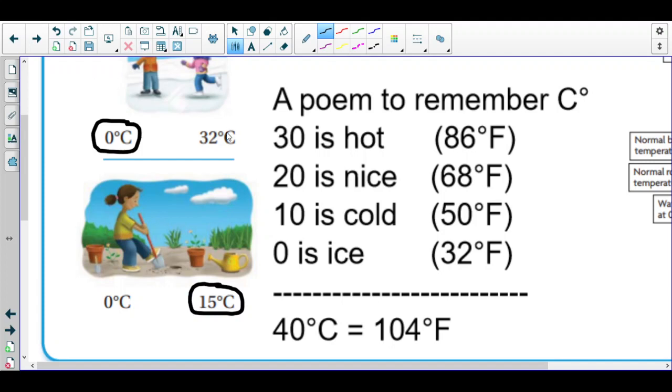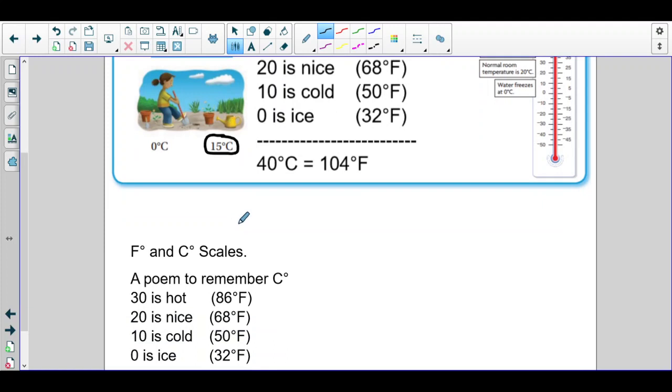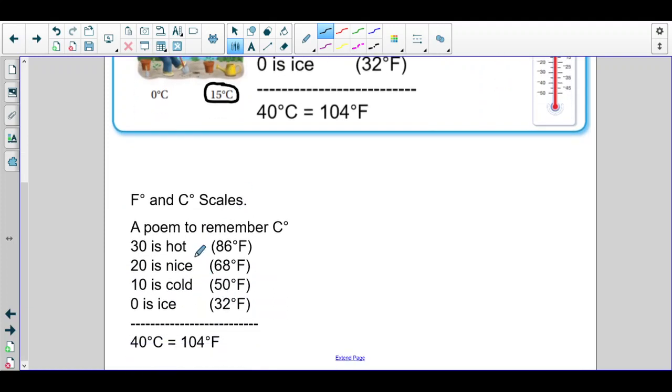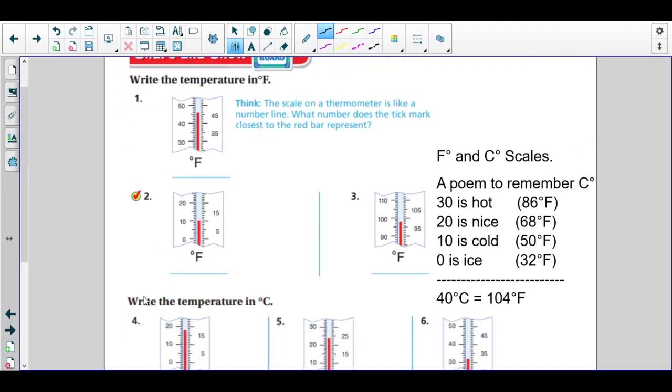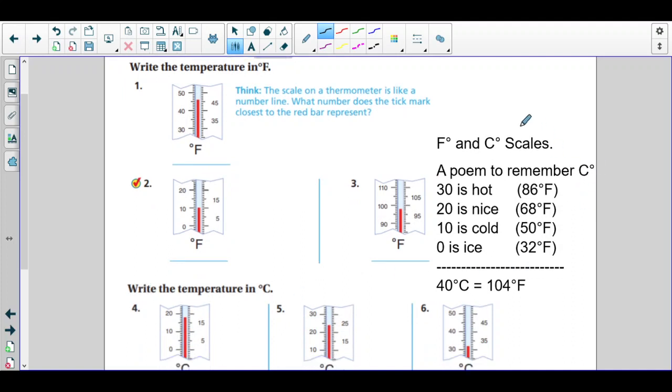All right. Let's see what we have coming up next here. So we have this right here. We have our kind of poem to memorize. Here's what I'd like for you to do: go ahead and pause the video. You can pause the video right here with this scale right up here to help you to remember. And unpause the video and we'll see how you did.